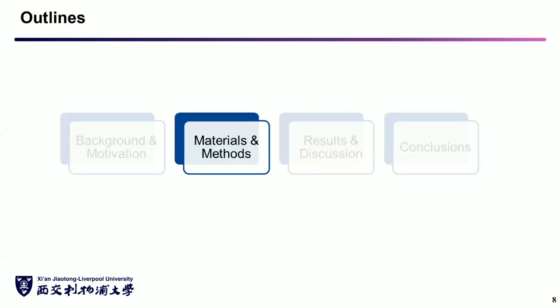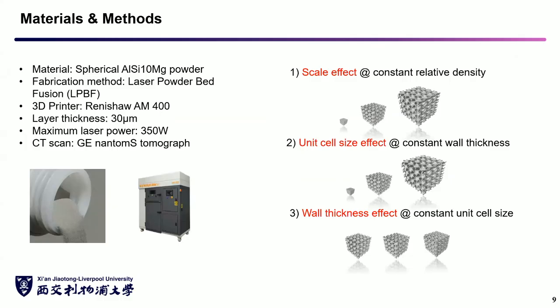Then let's talk about materials and methods. In this work, all the lattices were fabricated with aluminum silicon magnesium powders with the laser powder bed fusion method, and with optimized process parameters. So 3 classifications were made for this purpose. First is the scale effect, which means, as you can see from the figures here, all the lattices have constant relative densities but increasing scales.